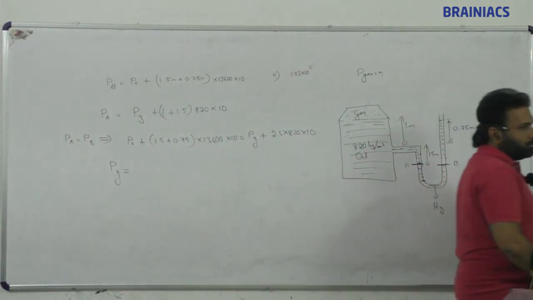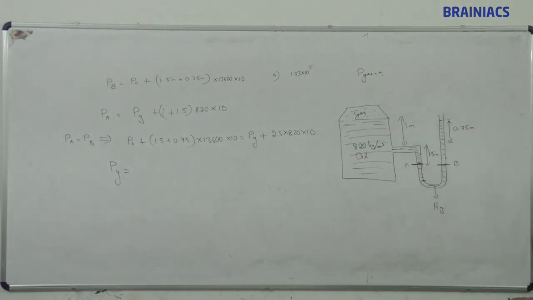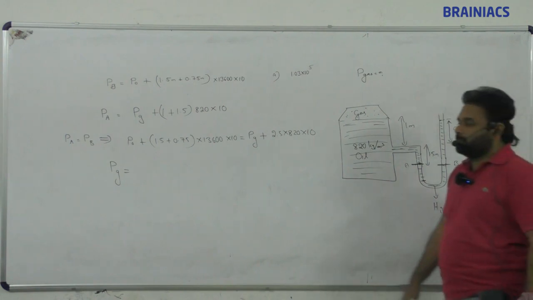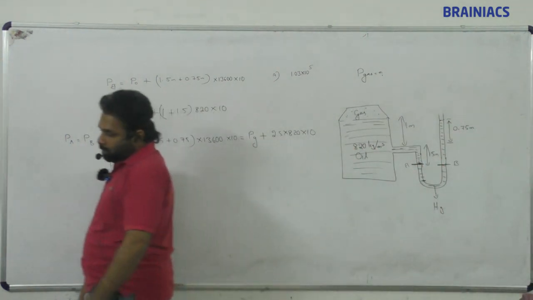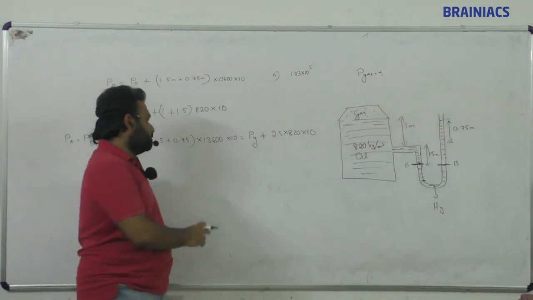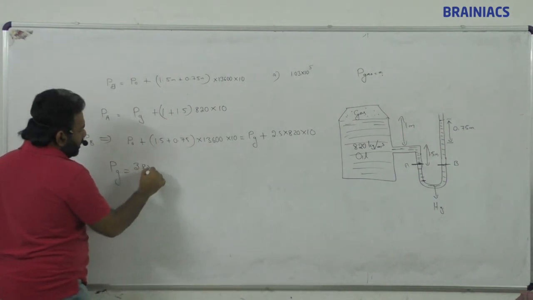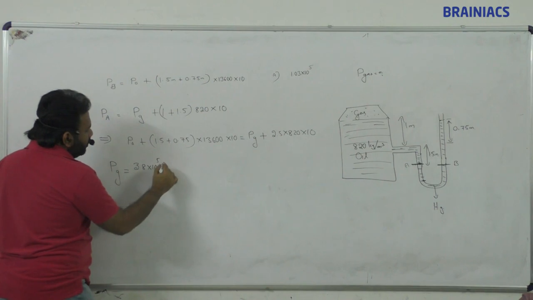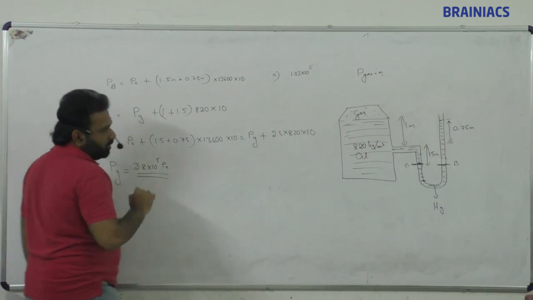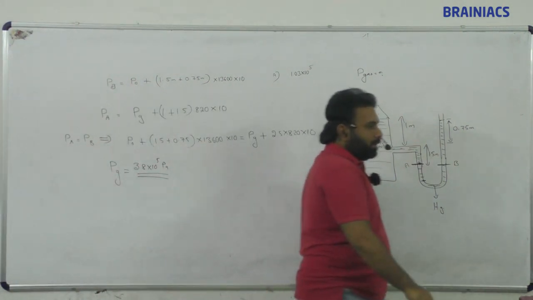Done? Okay. Clear? Any confusion? How much anyone got this answer? 3.8 into 10 raised to 5 Pascal will come. Okay, clear?